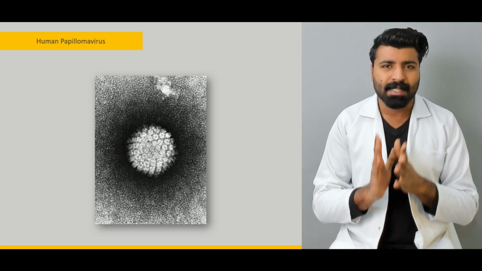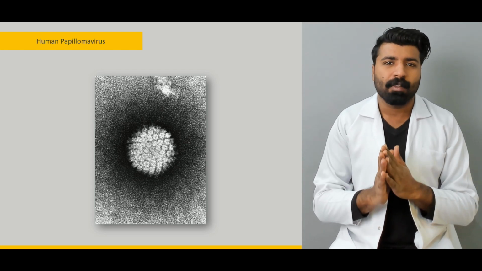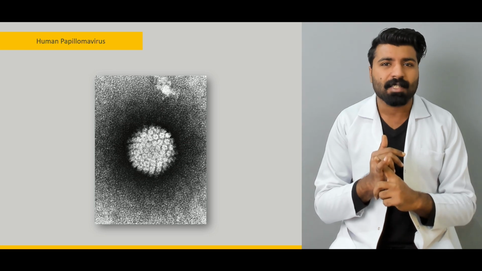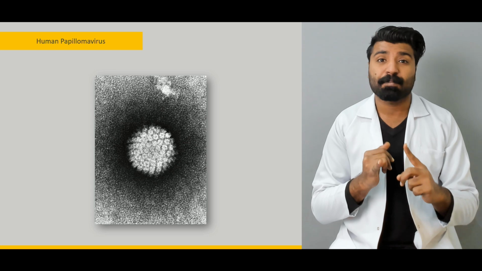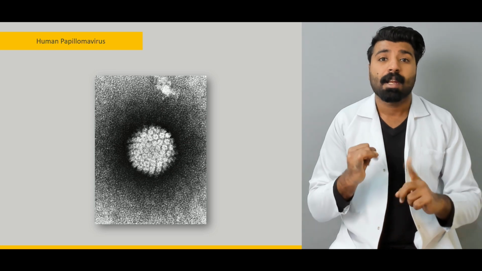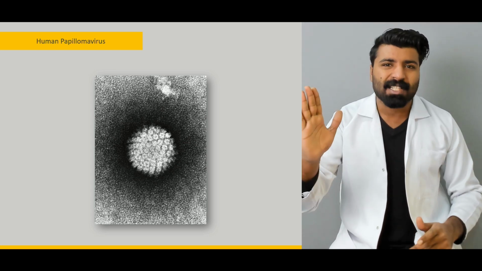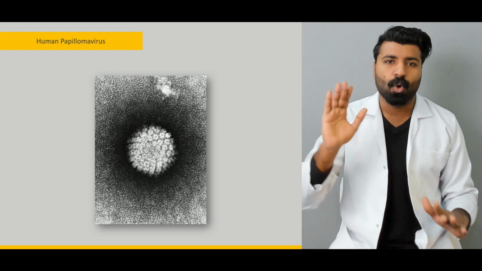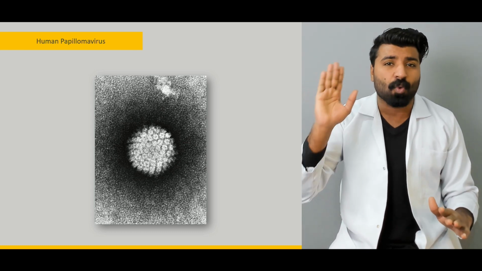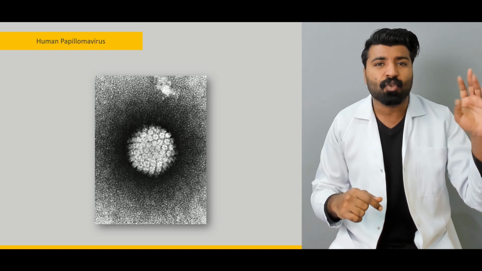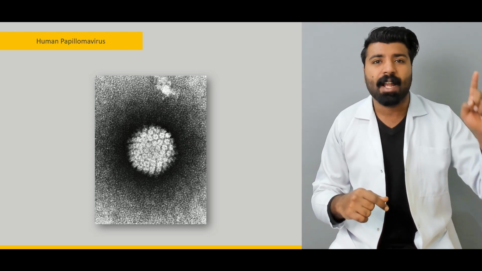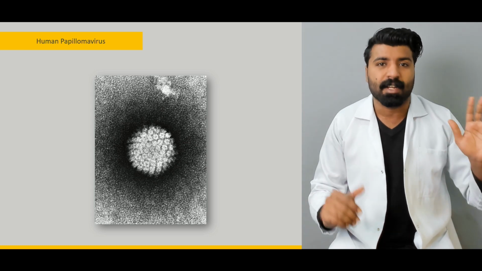I want you to learn these things. Up till now we have learned that it is a double-stranded DNA virus, covered by a cascade of proteins. It belongs to the Papillomaviridae family. Next, on its types, there are low-risk types and high-risk types. Low-risk are 6 and 11, which cause only warts, and then come high-risk types, which are 16, 18, 19, 24, 25, 29, 35, 45. These are high-risk types.